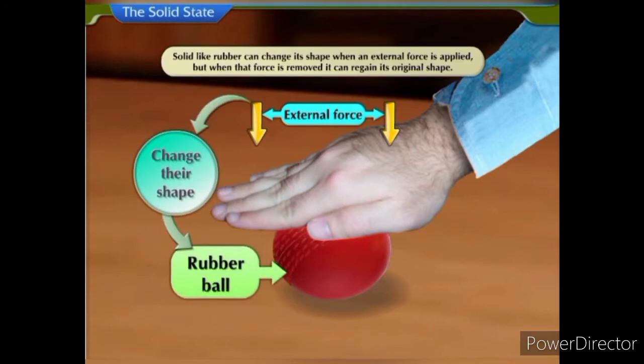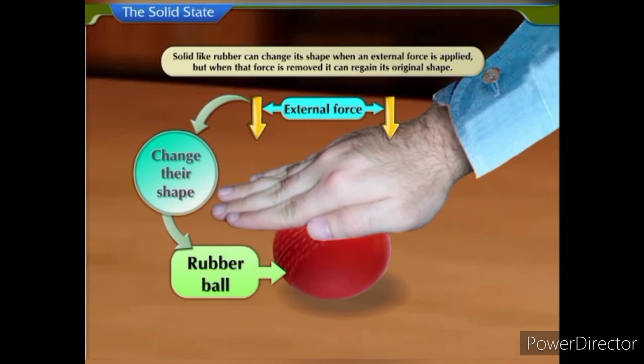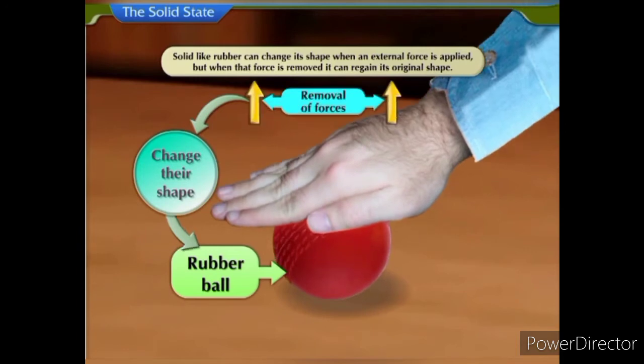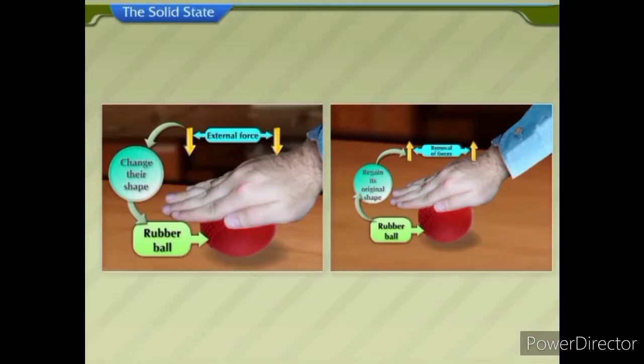Solids, like rubber, change their shape when an external force is applied, but when that force is removed, they can regain their original shape. This property is called elasticity.